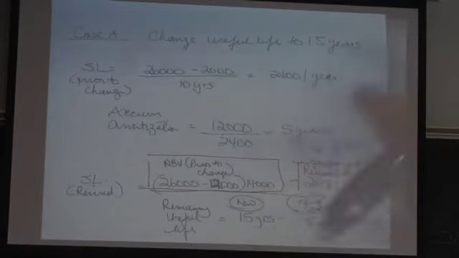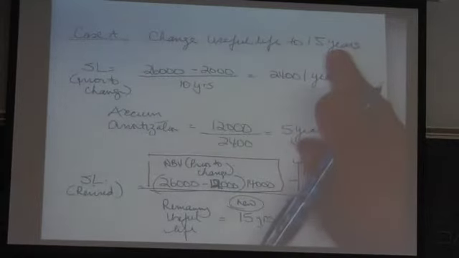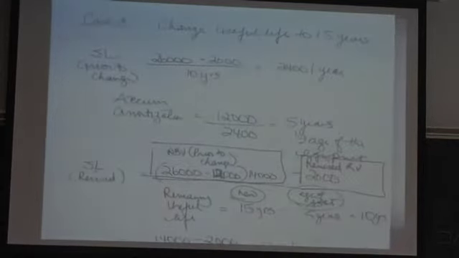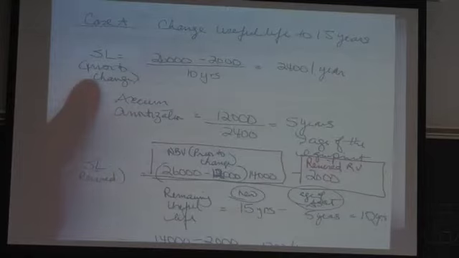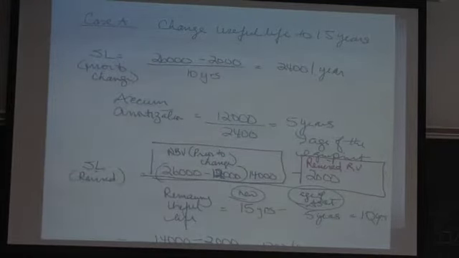Okay, so in summary, if we're just changing the useful life to 15 years, what we have to figure out is what would have been the straight line amortization expense prior to the change. And we were told that the asset's original estimate was $2,000 residual value and 10 years life, so they would have amortized the asset for $2,400 per year.